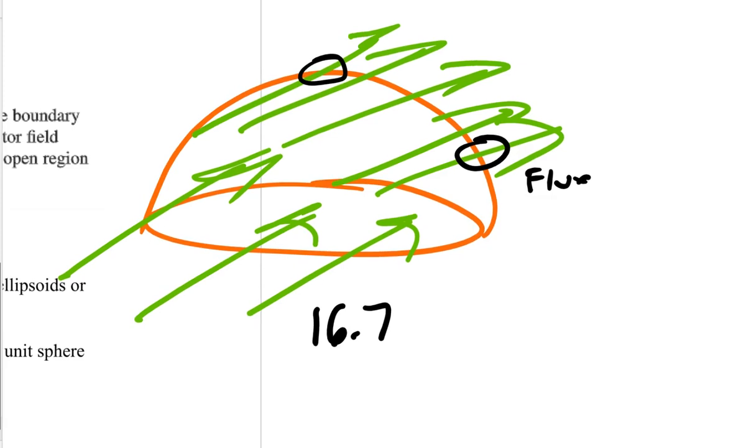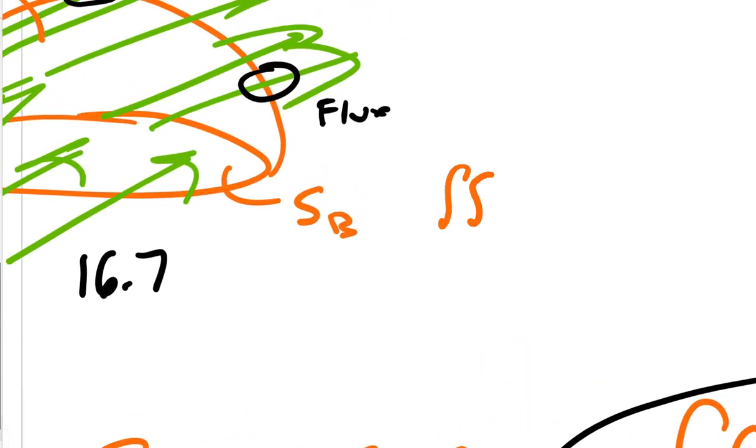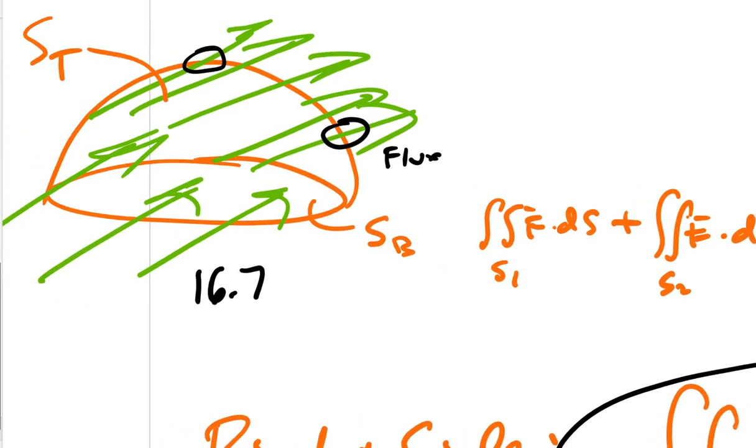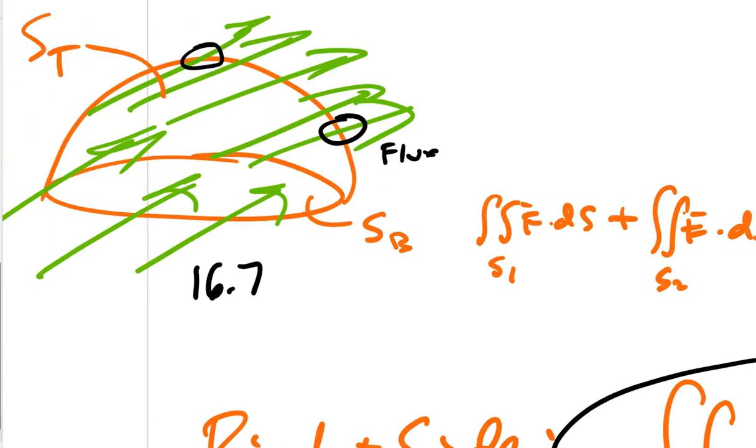And what you have to do is split these surfaces up into two different surfaces. The bottom one, and the top one. And you have to do two different surface integrals. Double integral of F dot dS over S1 plus double integral of F dot dS over S2. And if it's composed of three surfaces, then you got to do three surface integrals. Do you understand?